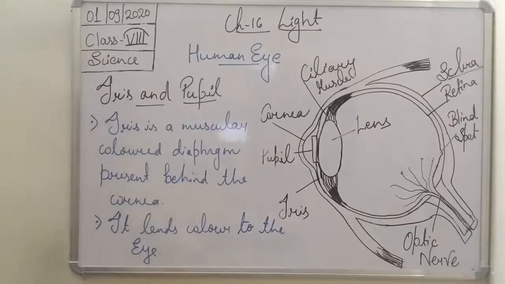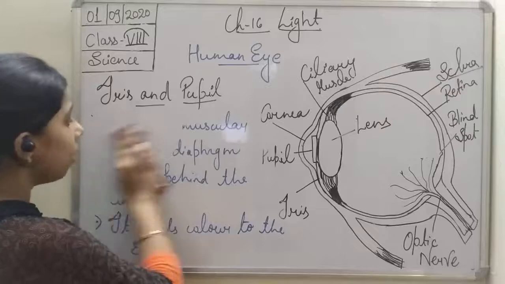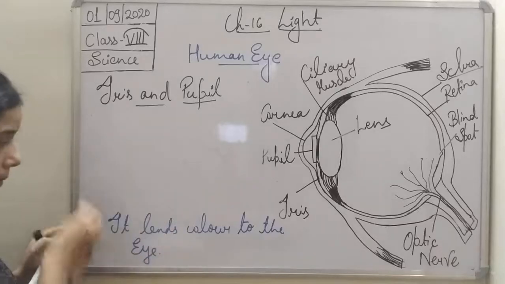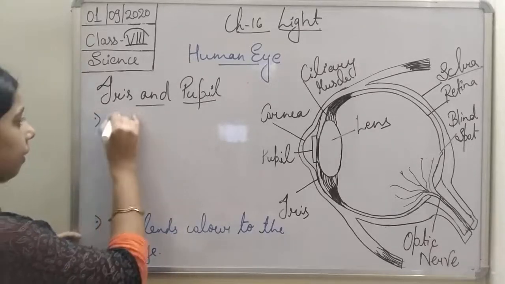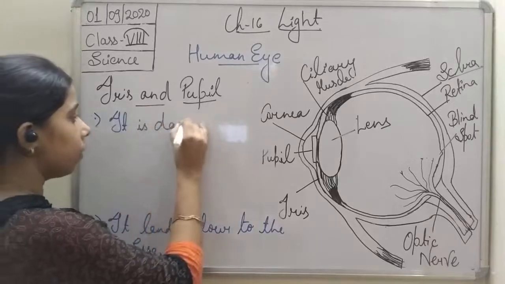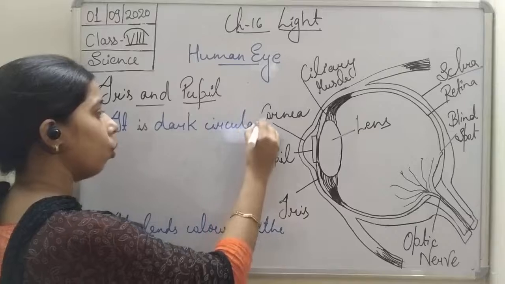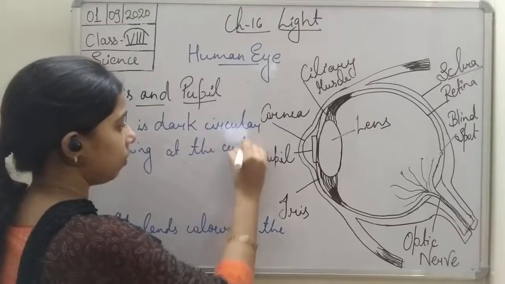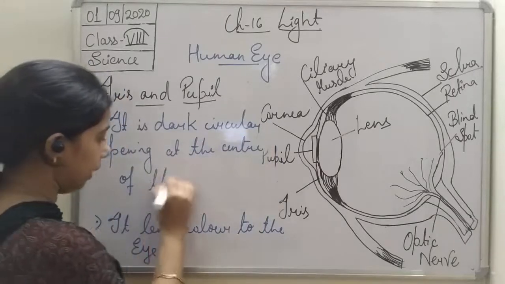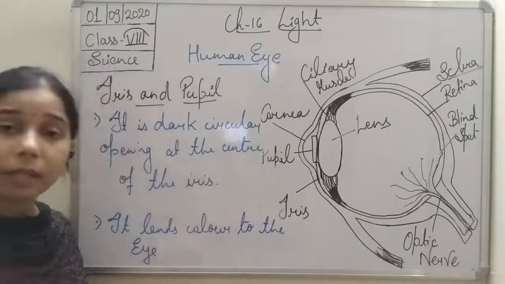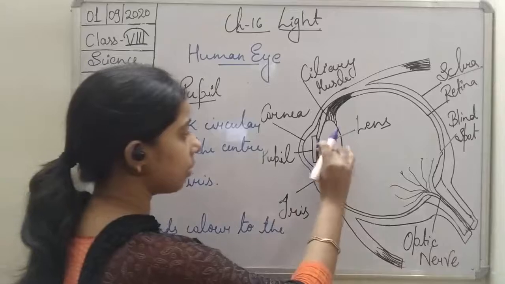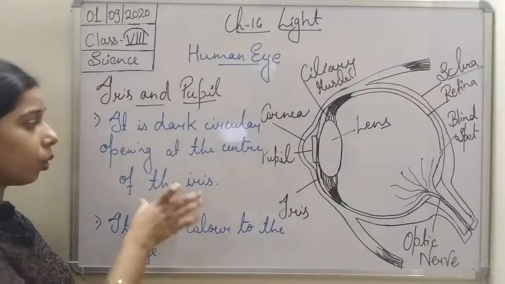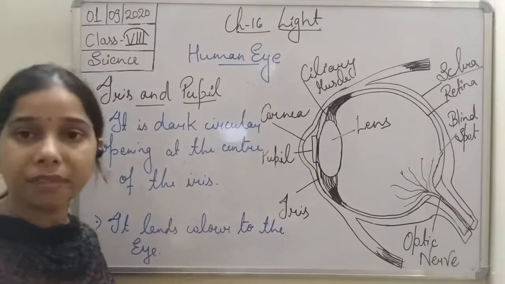If we talk about the pupil, students, what is it? It is a dark circular opening at the center of the iris. So the pupil is basically a dark center. You can see here, this is the center of the iris, and that is the pupil. So the pupil is the dark circular opening at the center of the iris.